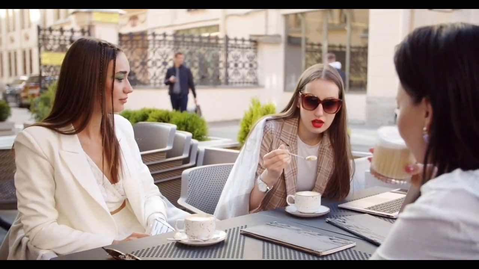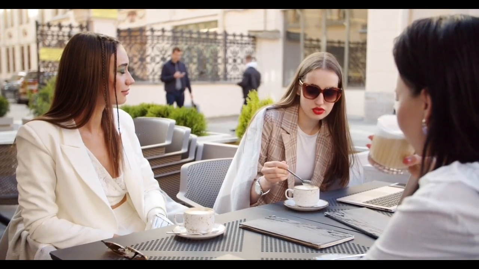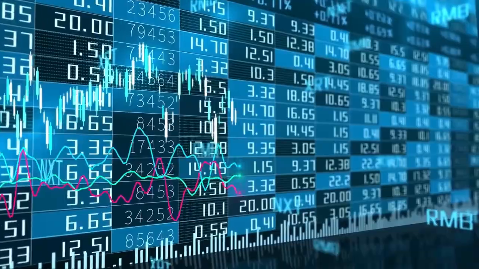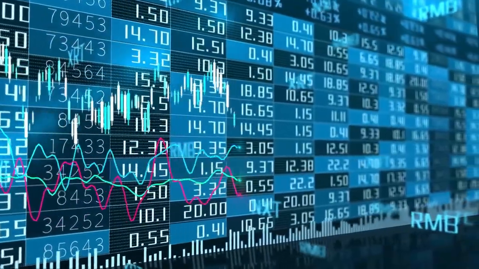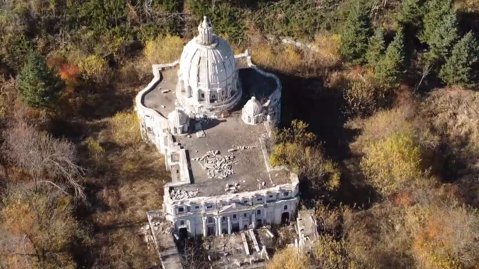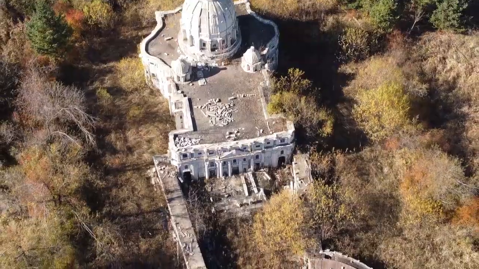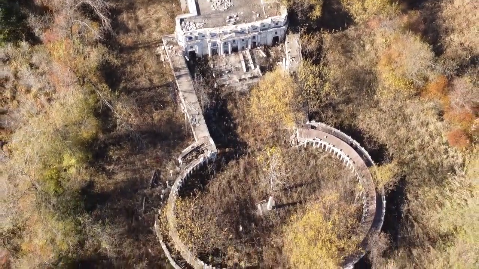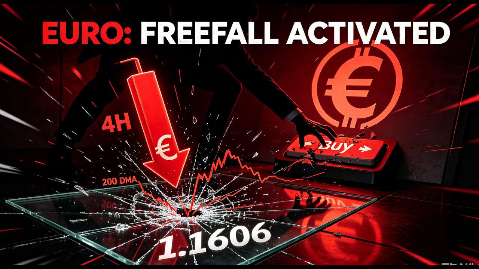The active trader, standard, entry, 1.1640 on 4H bearish rejection. Stop loss, 1.1670. Take profit 1, 1.1600. Take profit 2, 1.1550. Risk, reward, 1:3.3. Invalidation, void if 1H close above 1.1685.